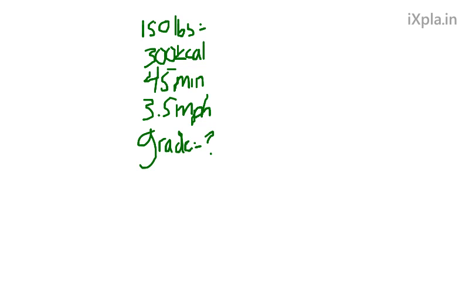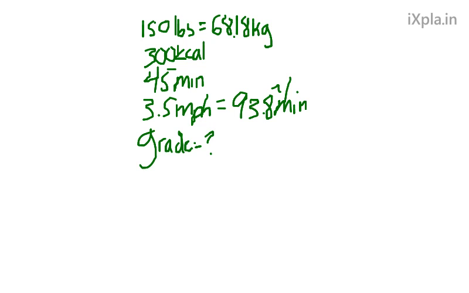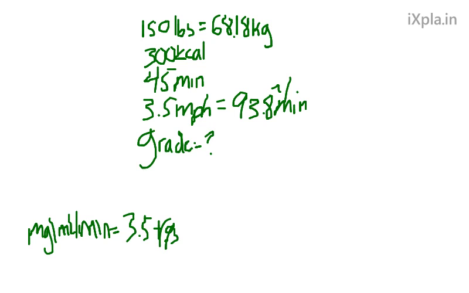Now, do all your conversions. 150 divided by 2.2 to get to kilograms. 300 calories I want to convert, 45 minutes I want to convert. You have to convert 3.5 miles an hour to meters per minute by multiplying by 26.8. Okay, so these are all your variables. Now, once you plug this into a formula, you'll see a problem with this. Plug into the formula what you're solving for, milliliters per kilogram. 3.5 plus meters per minute, so it's 93.8.